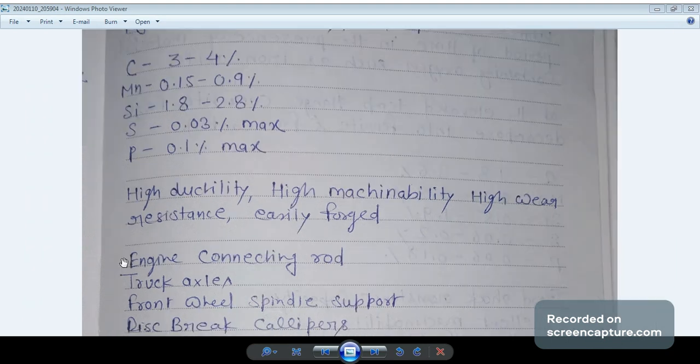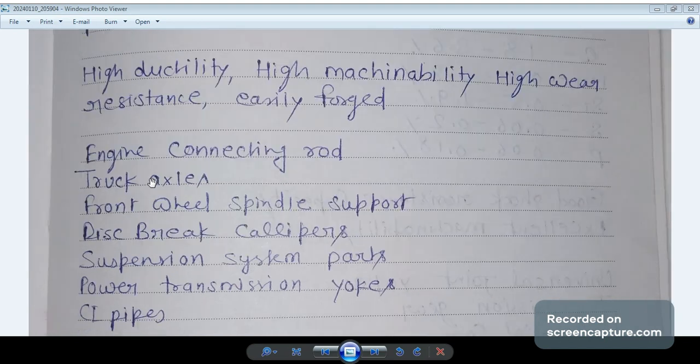The applications of ductile cast iron are engine connecting rods, truck axles, front wheel spindle supports, disc brake calipers, suspension system parts, power transmission yokes, and CI pipes.